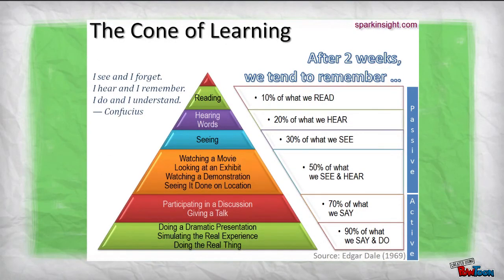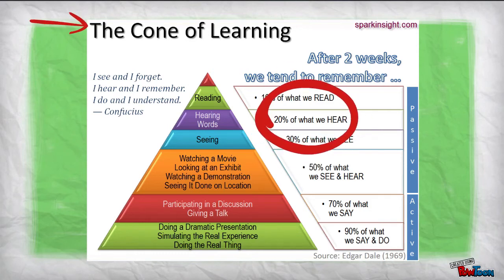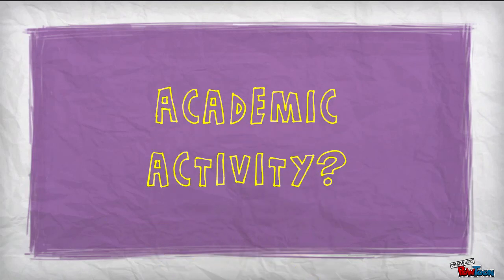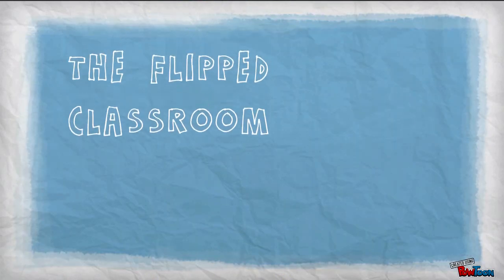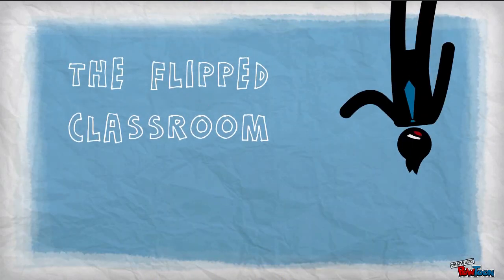The difference between active and passive learning has been known for over 40 years, as can be seen in Edgar Dale's Cone of Learning. People retain 20% of what they hear, but over 90% of what they actively do. The question is, do we want our classrooms to be places of academic activity or perennial passivity? The flipped classroom could be a classroom for the future.